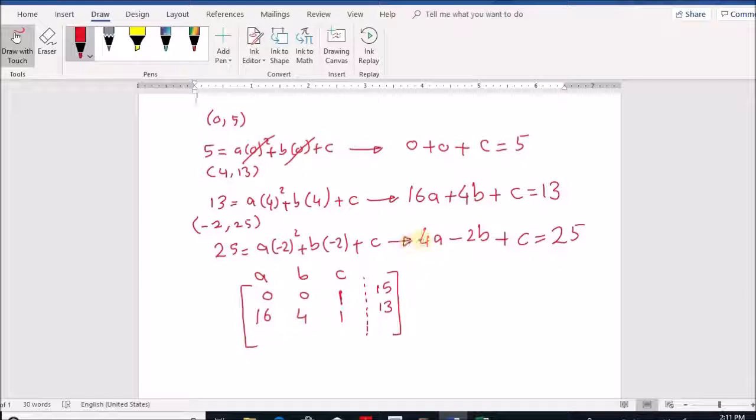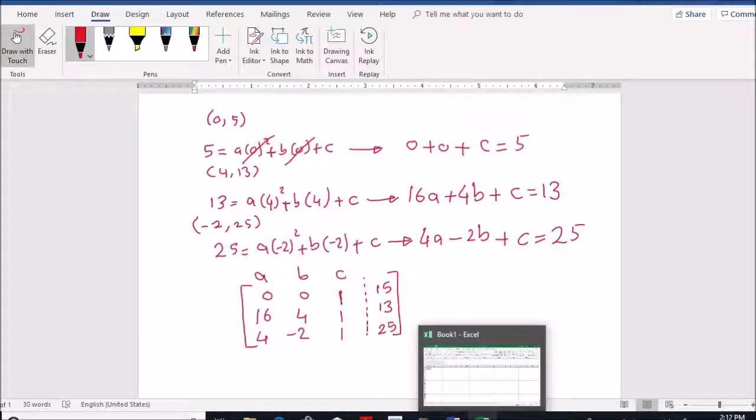And the last row, or the third row, comes from the third equation. The coefficient of A is 4. Coefficient of B is -2. Please notice that I'm taking the sign with that. Coefficient of C is 1. The constant term is 25. Now I will take this matrix and head to Excel, and I will try to input this matrix and solve.